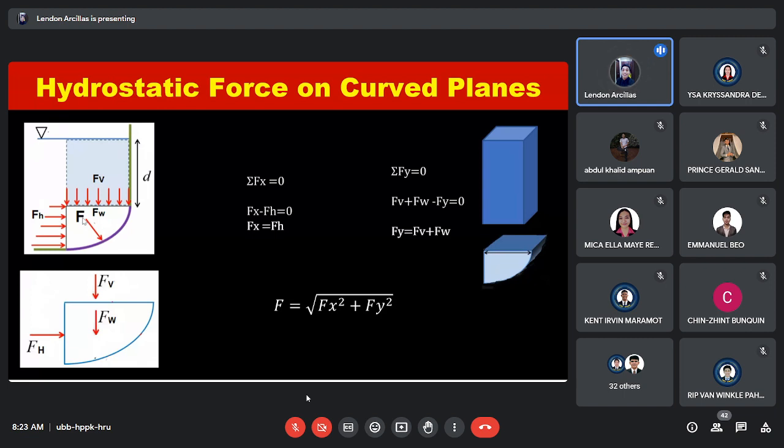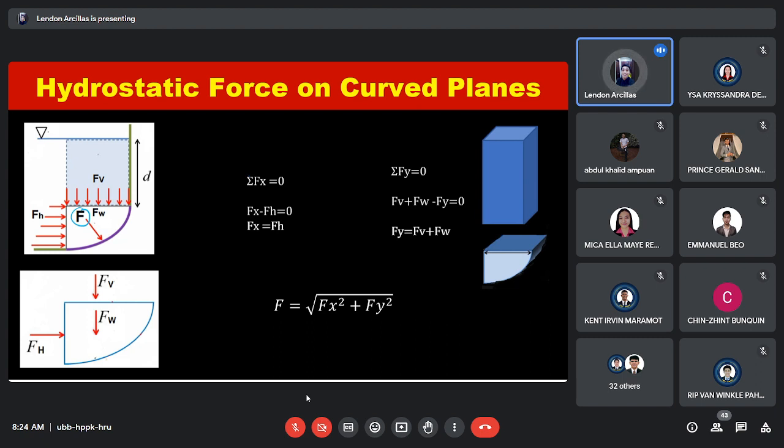Let's solve the curved planes on hydrostatic force. So, for curved planes, meron siyang dalawang forces to solve the curvature. We have the force at H and hydrostatic force at V. So, this is a combination of buoyancy and hydrostatic force. So, to find the value of F here at the curvature, kailangan muna natin isolve yung F of X, which is equal to F of H, and F of V, or the vertical forces, which is equal to the force above and the force below of the curvature.